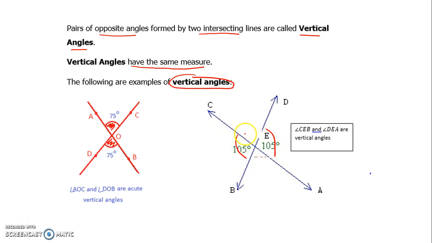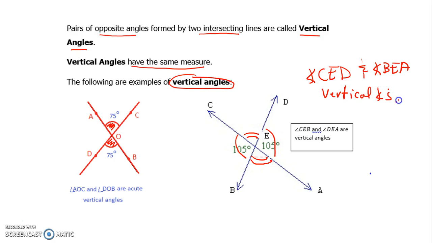There's another pair of vertical angles here. Angle CED and angle BEA are also vertical angles. That's also another nice vertical pair. So vertical angles are opposite one another. When two lines intersect, they will have the same measure.